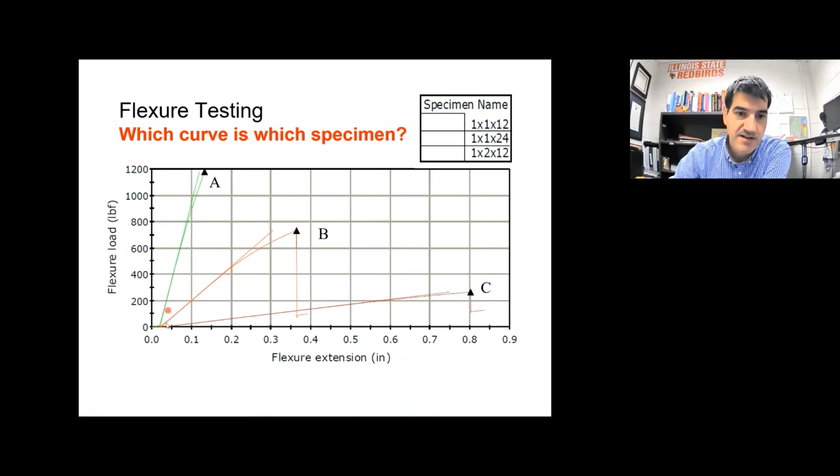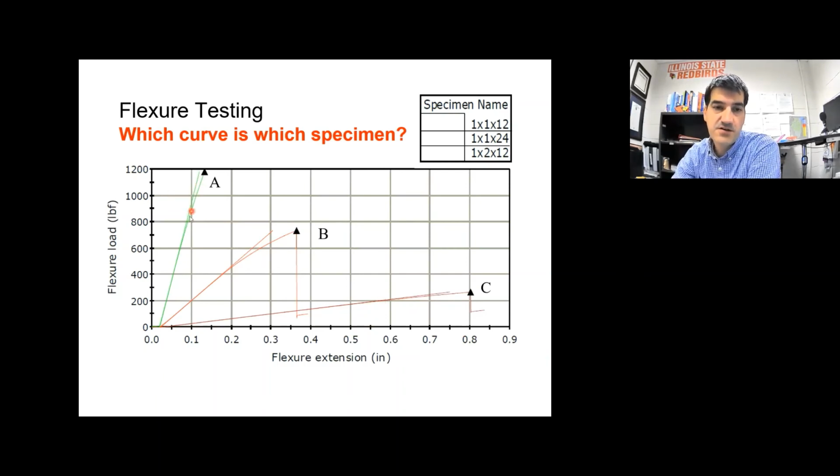This curve right here, curve A, has the least amount of deflection for a given amount of force, right? So for a given amount of force, let's say 200 pounds force, curve A, or specimen A, deflects the least. All right. Conversely, for a given amount of force, curve or specimen C deflects the most. So specimen C has the most deflection for a given amount of force.